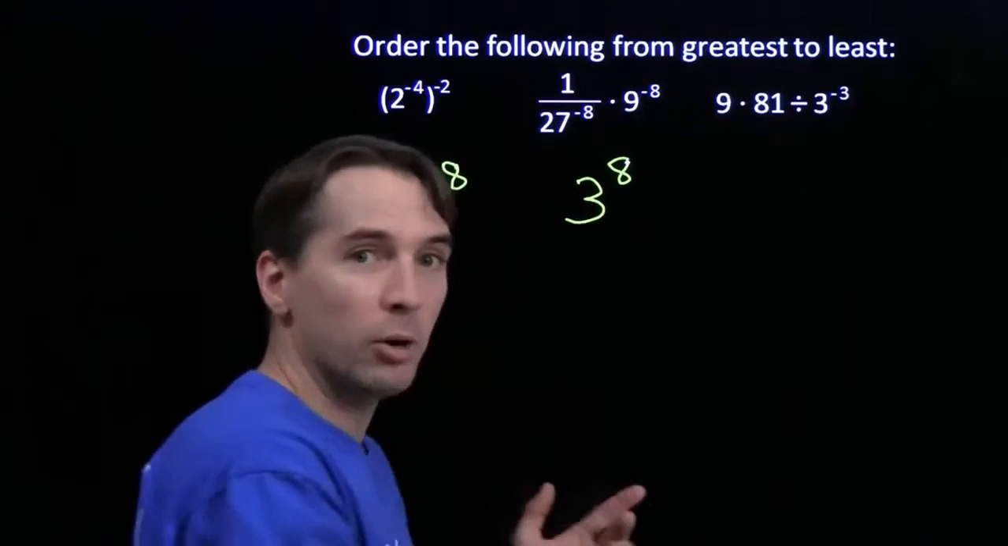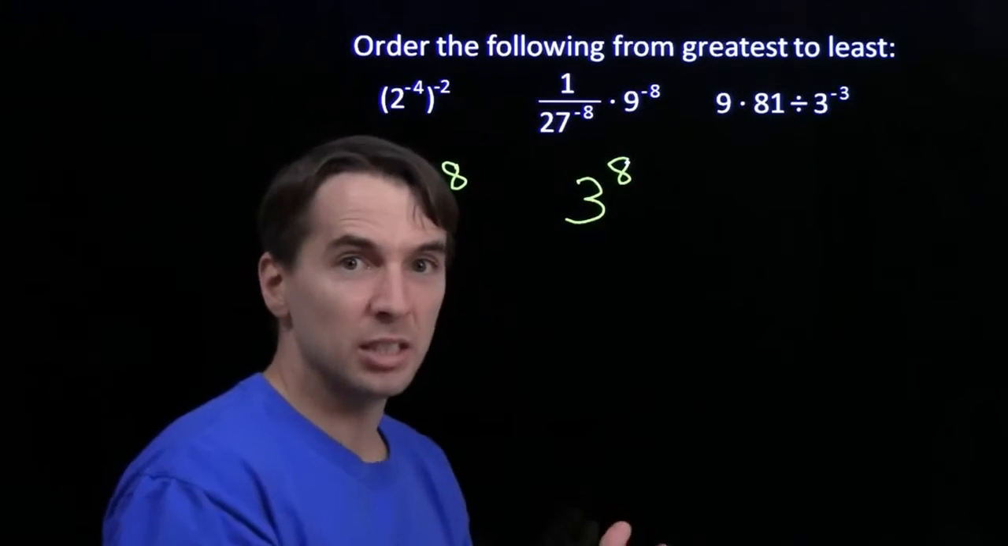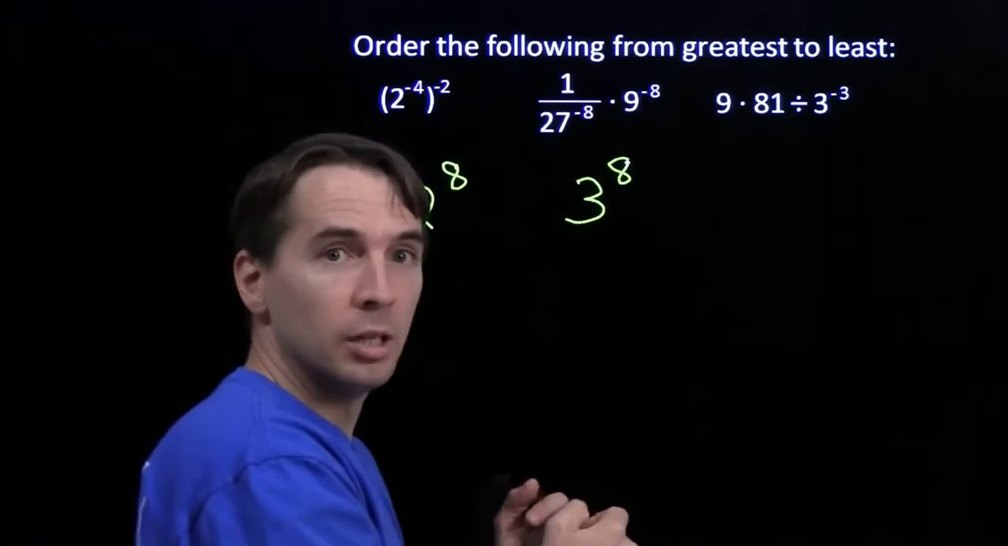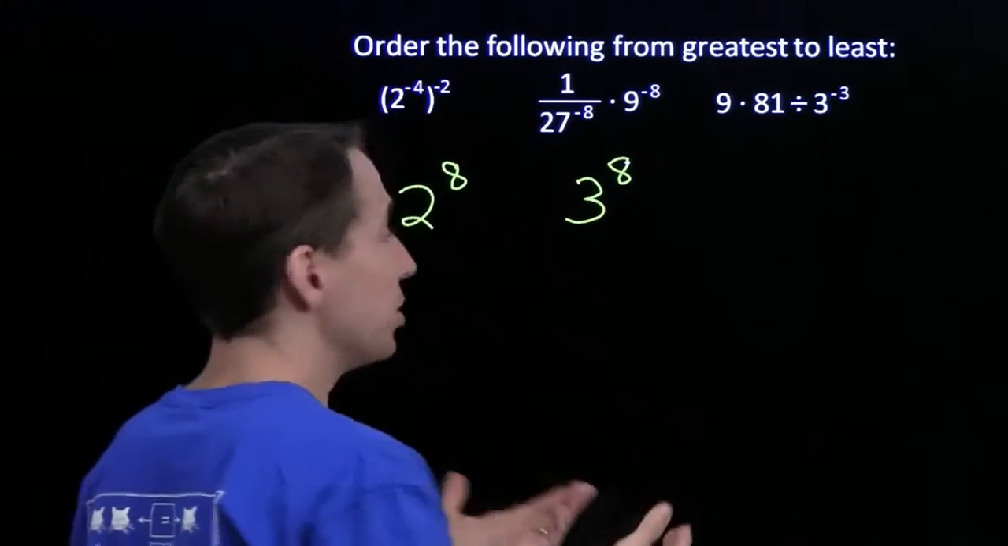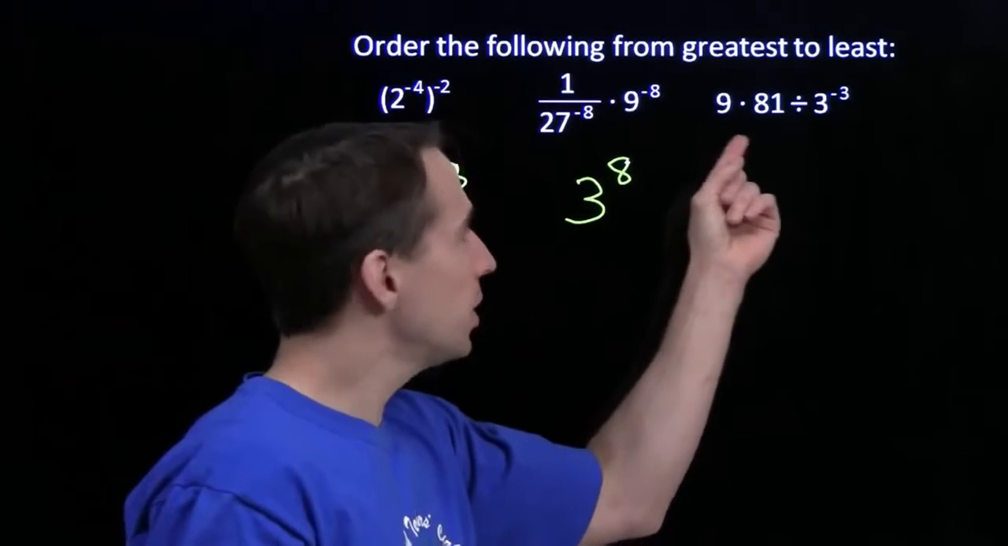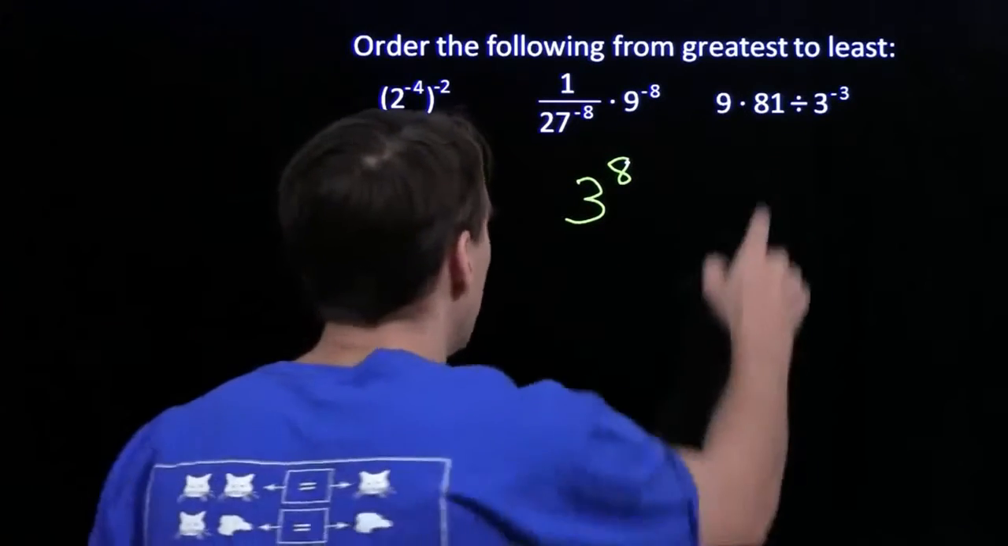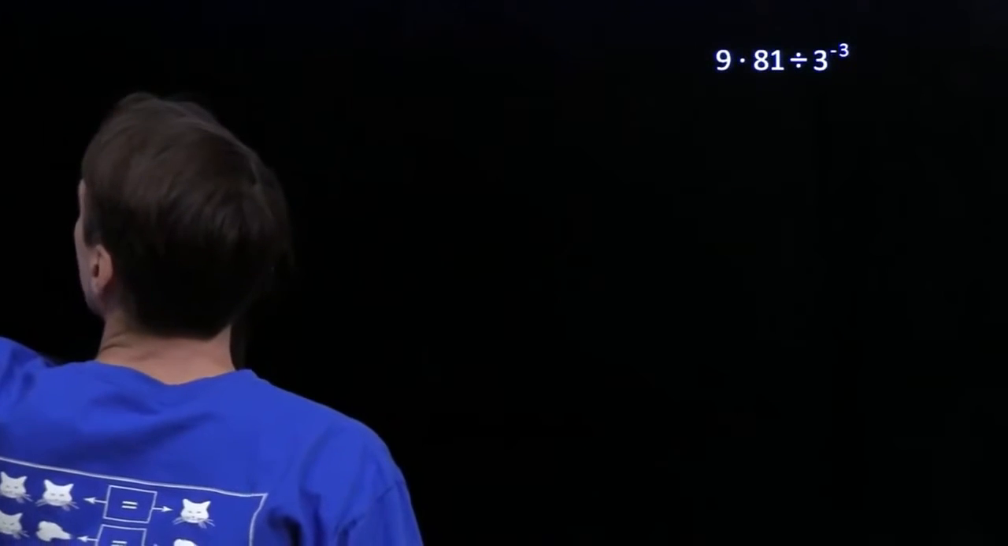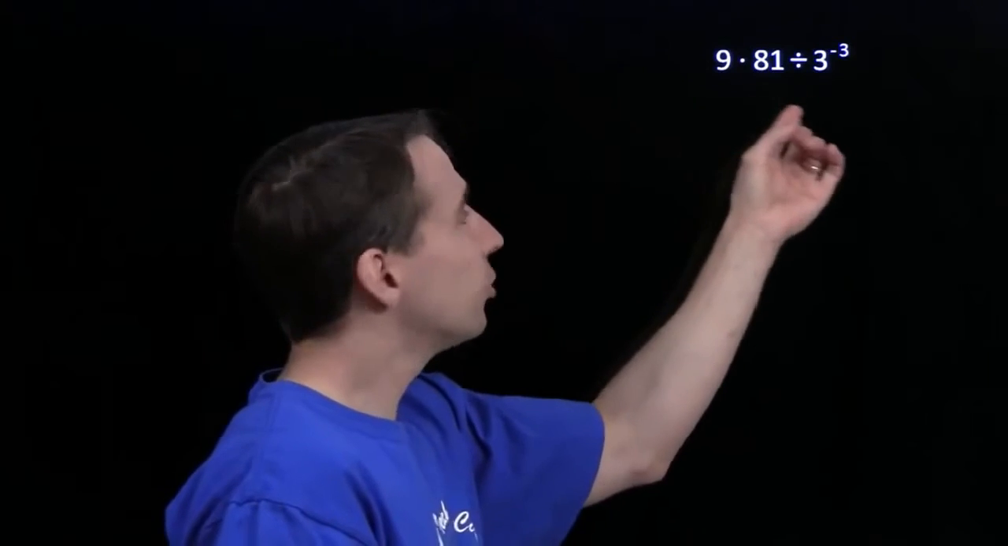Now if we have two powers and the exponents are the same, it's easy to compare them. We just look at their bases. And similarly, if we have two powers and their bases are the same, we can just look at their exponents. Look at all these 3's and powers of 3's over here. Let's simplify that. Now here we don't have any exponent rules we can use immediately, but we do see these are all powers of 3.